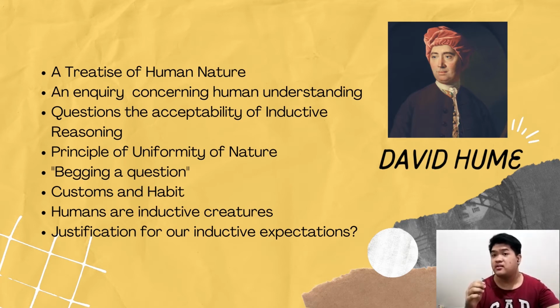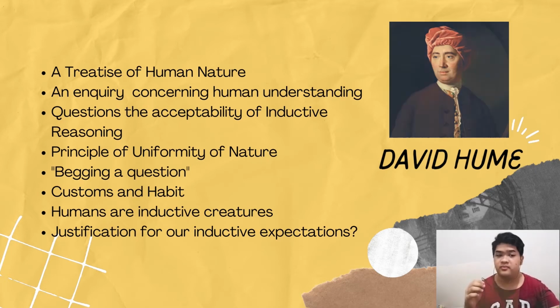But then Hume didn't stop there. He created different conundrums and dilemmas between the philosophers and in philosophy itself. But then he didn't stop there. He actually attempted to explain using customs and habit. But this explanation by David Hume only gave us why we expect these uniformities and why we humans are inductive creatures, but it still did not provide justification for our inductive expectations.